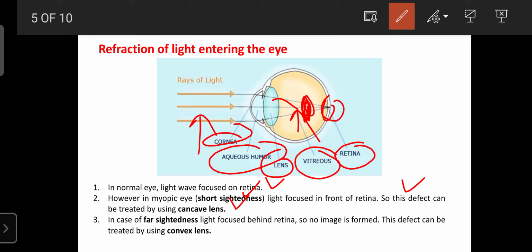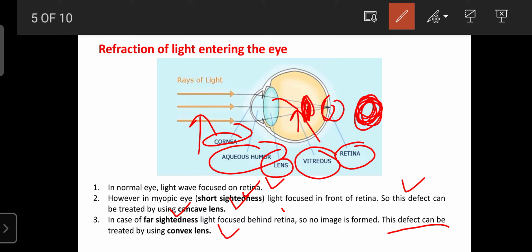Okay, next, another condition related to abnormalities in the refraction of light is known as far sightedness. Here the light is focused behind the retina, which also creates a problem in recognizing the image. This type of defect is treated by using a convex lens.